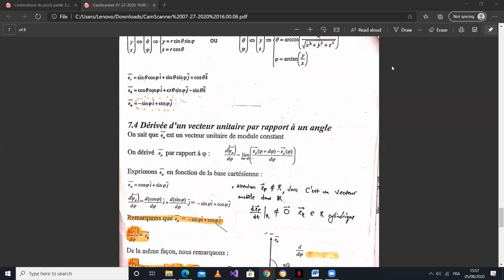I said the sine theta on negative sine phi i plus sine theta cos phi j and then minus cos theta, minus, sorry, that is plus cos theta.